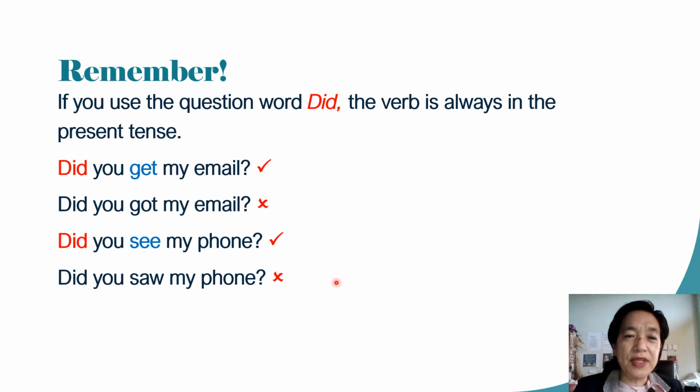Remember, if you use the question word did, the verb is always in the present tense. Like when you say, "Did you get my email?" You don't say, "Did you got my email?" "Did you see my phone?" Don't say, "Did you saw my phone?"